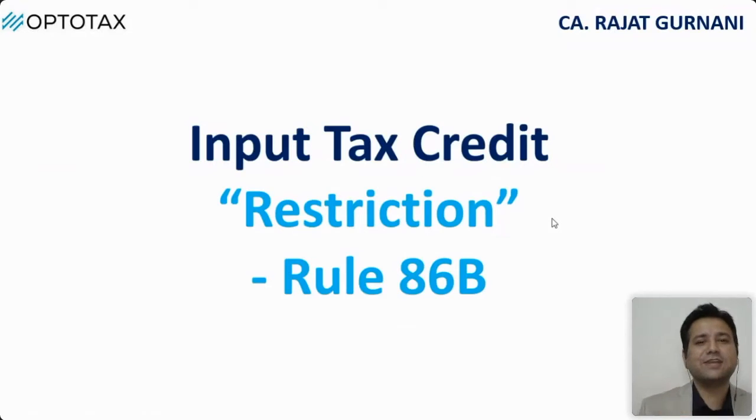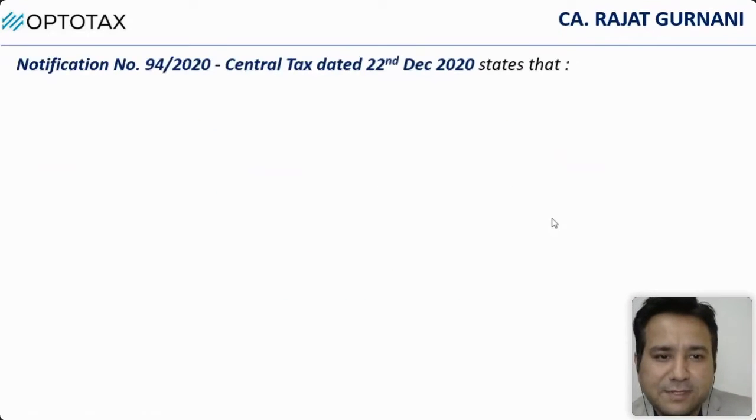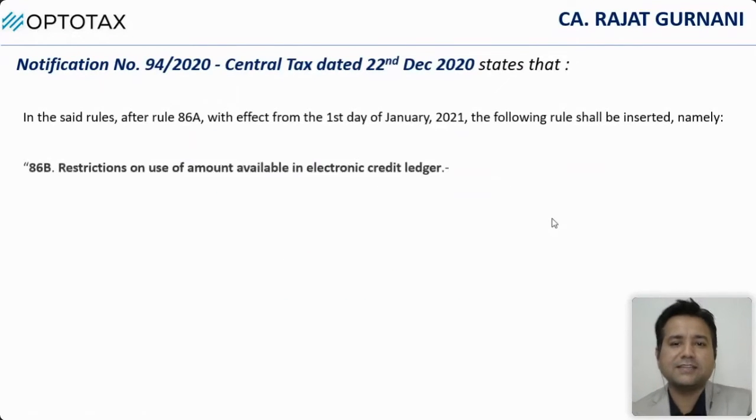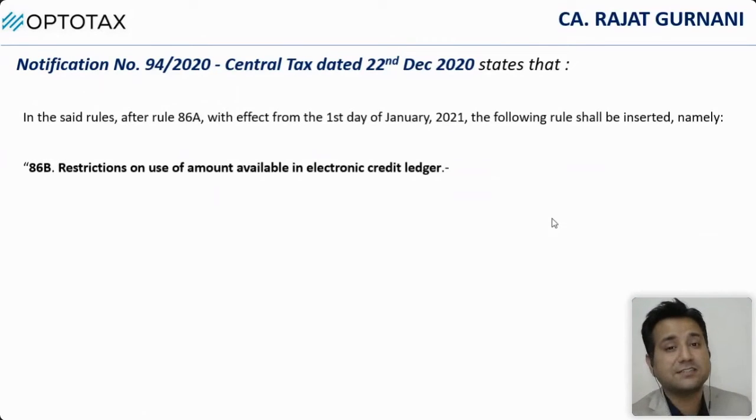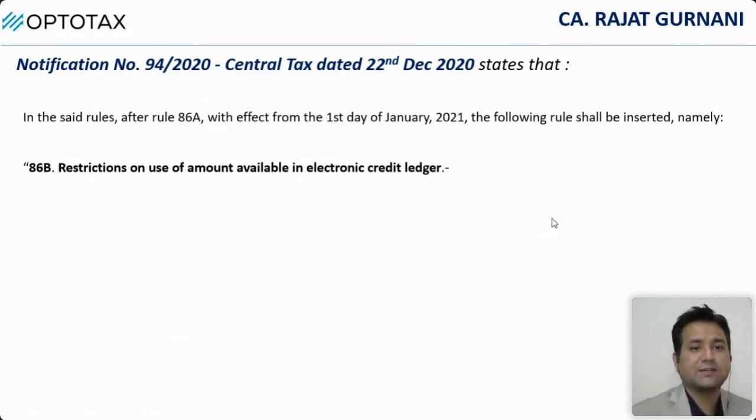So, restriction: Rule 86B, which I kept on hold, right? Violation of Rule 86B. What is Rule 86B? It says, in the said rules, after Rule 86A, with effect from 1st January 2021, the following rule shall be inserted. Is there any backing of any section? No. Can you challenge the validity of Rule 86B? Yes, there is no validity. It has no relation with any provisions in the Act. There is no section related to this rule.